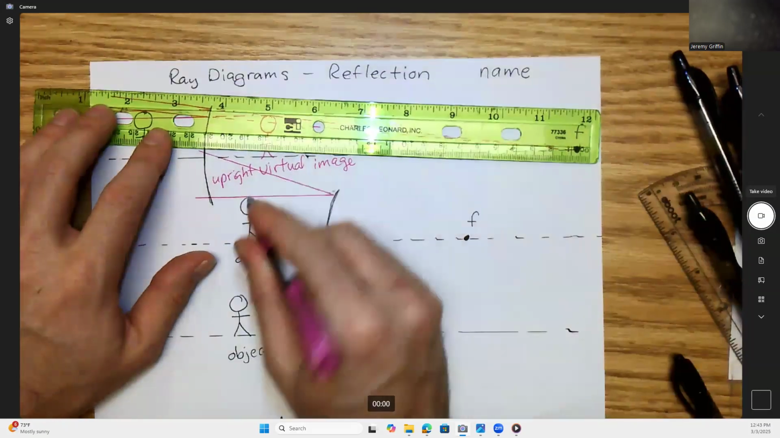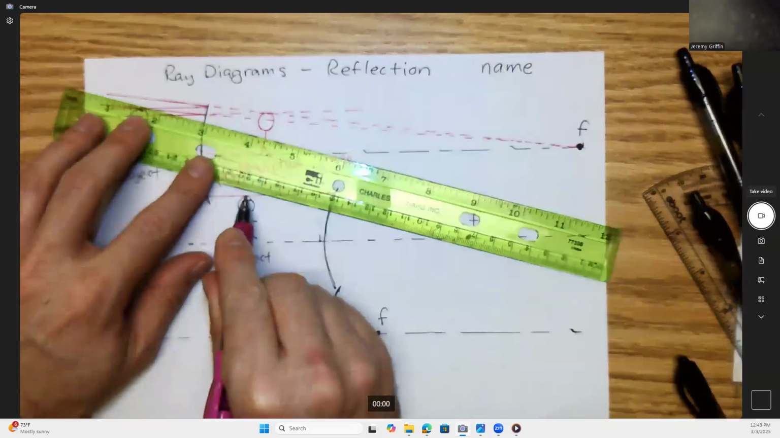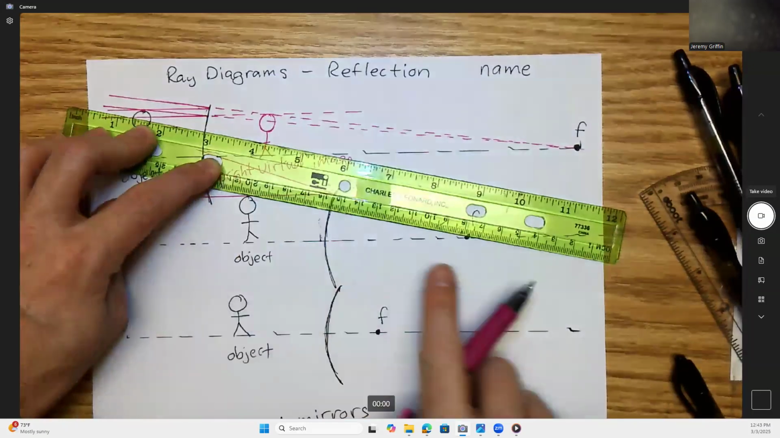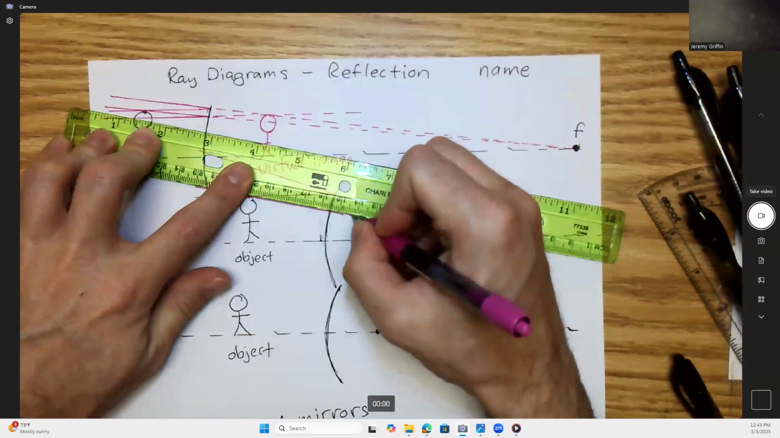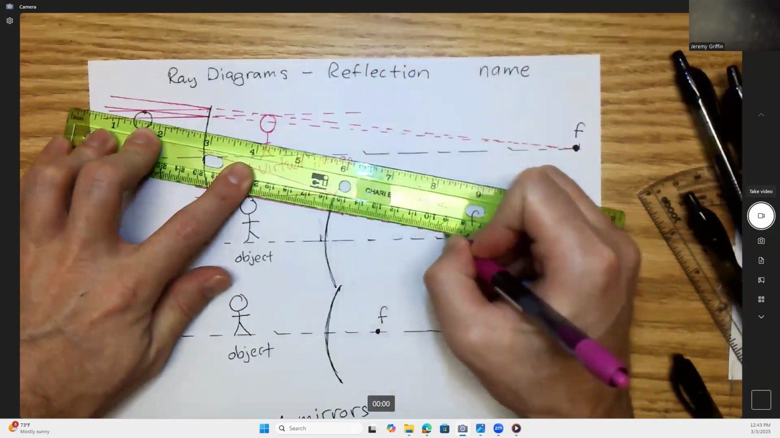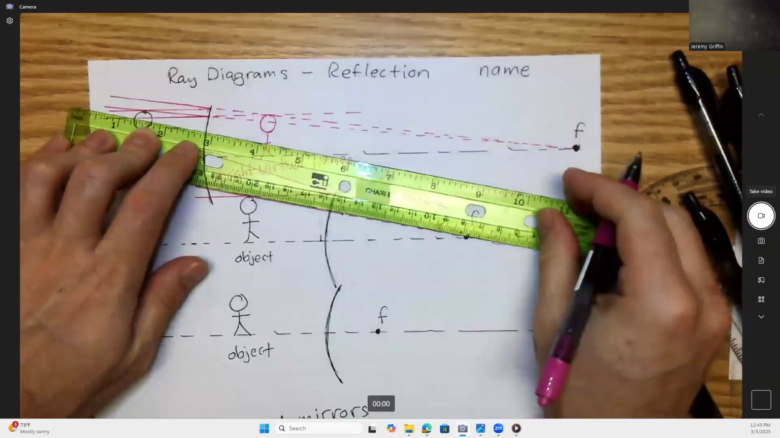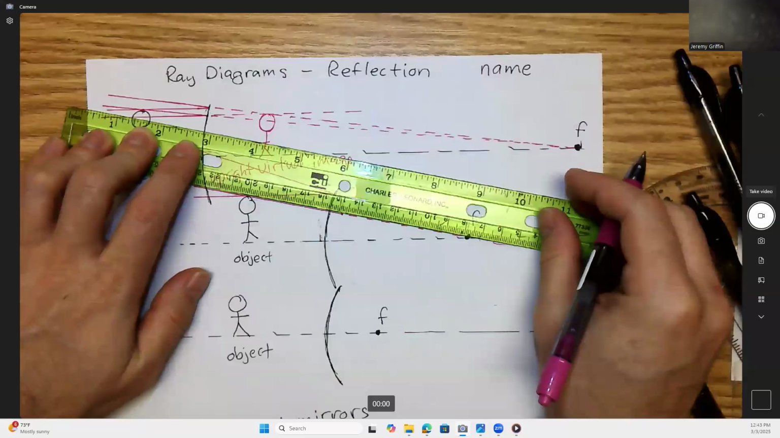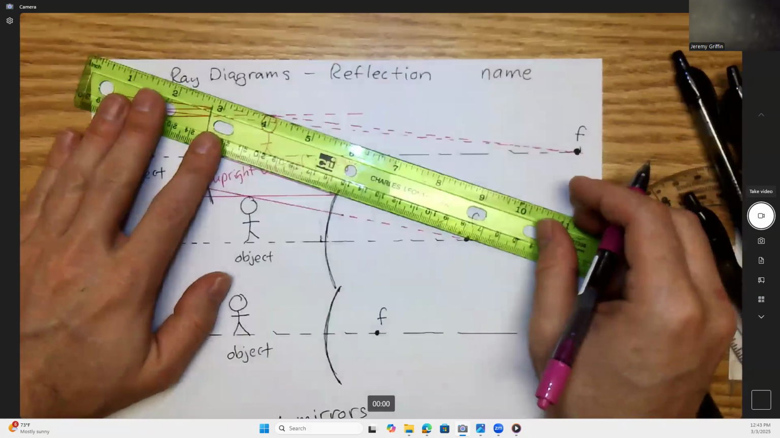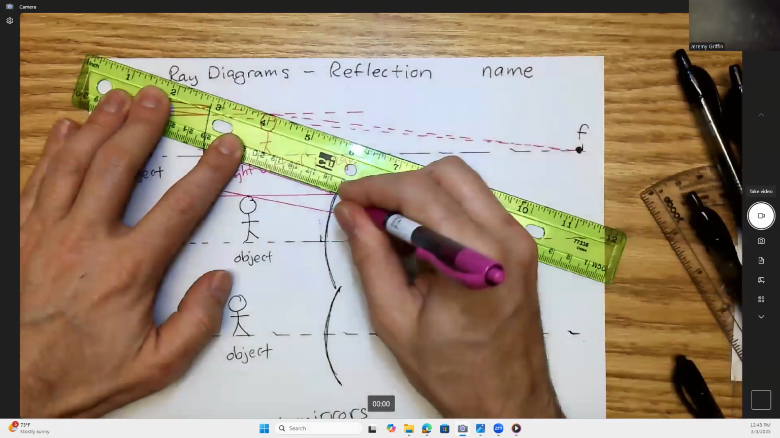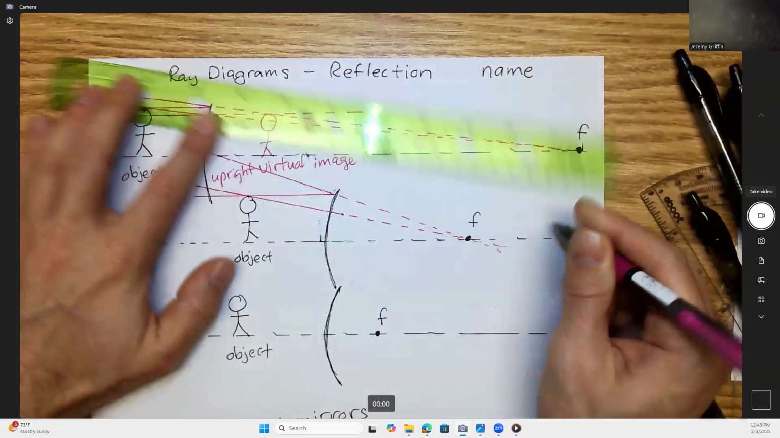Let's go back to the top of his head. Let's aim a ray straight at the focal point. Of course, it doesn't actually cross the plane, so maybe I'll just dash it the rest of the way. Okay, you guys got that? I should have dashed the first one too. Let me go back, redash this. Oops. Dash, dash, dash, dash, dash. I should have done that.